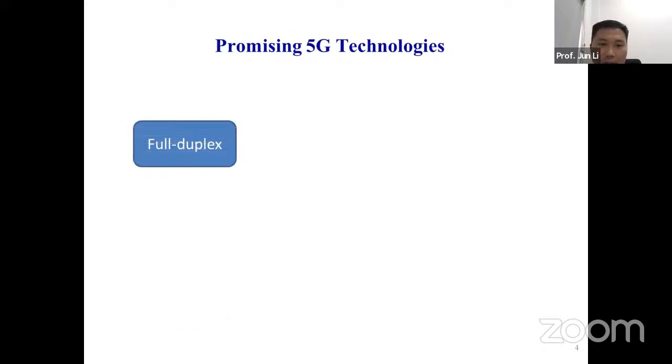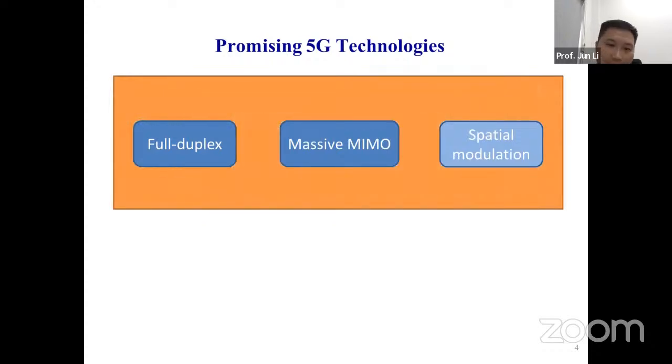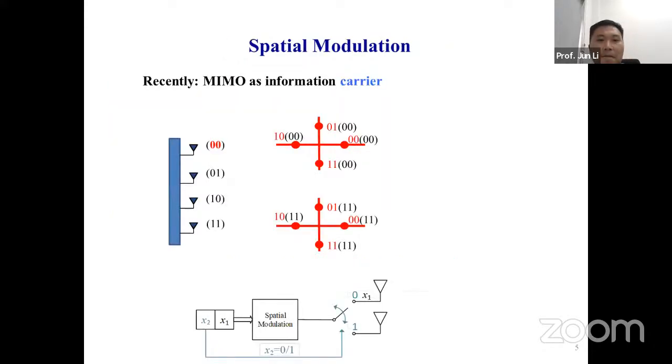I just mentioned three technologies for the 5G system. The first is full duplex transmission, the second is massive MIMO, and the last one is spatial modulation, which is my research topic. So what is the spatial modulation? Let's see what the spatial modulation is.